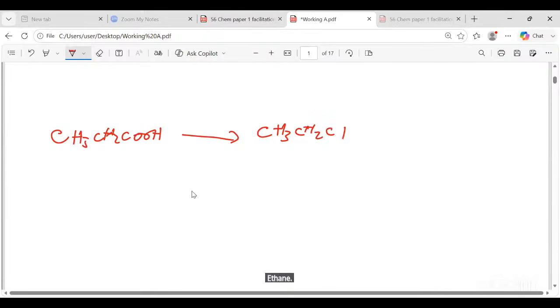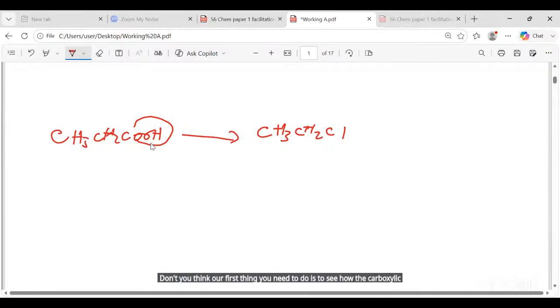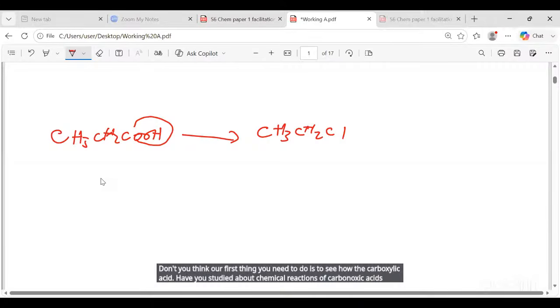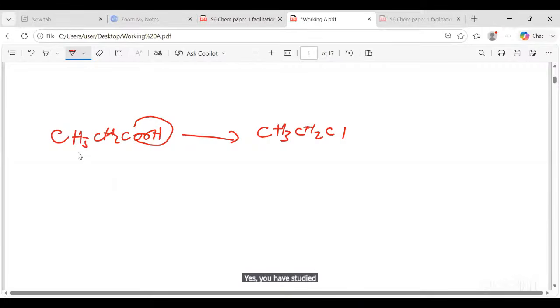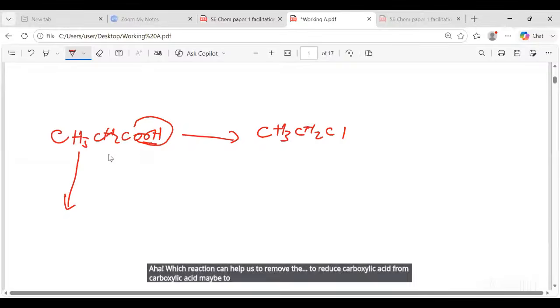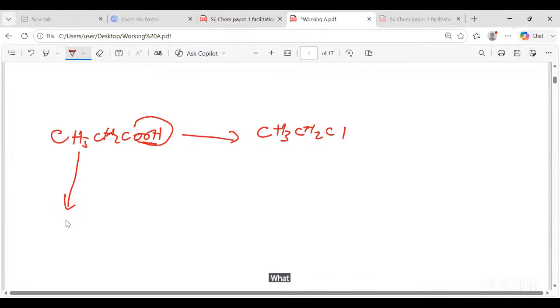Chloroethane, like that. Yes. Don't you think the first thing you need to do is to see how the carboxylic acid... have you studied about chemical reactions of carboxylic acids? Yes, you have studied. Which reaction can help us to reduce carboxylic acid, maybe to an alcohol? What do you get?